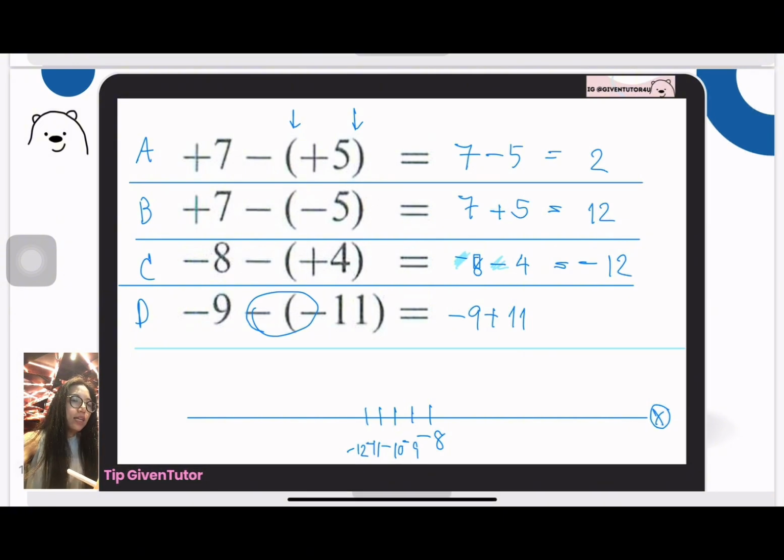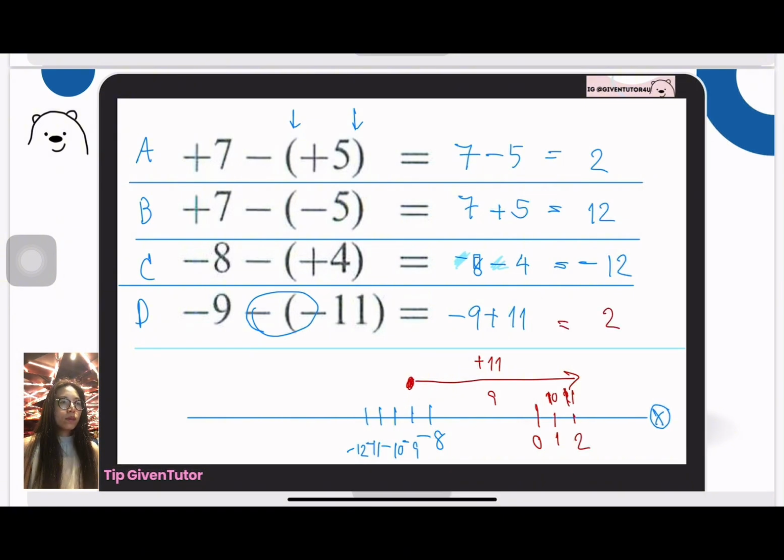So you got minus 9 in here, right? It looks like a face. And then plus right here, so plus 11. So what we count in here, 9 to 0 is 9, right? Then 1 and 2, 10 and 11. So this is the 1 and 2. So we got plus 2. This is the thing.